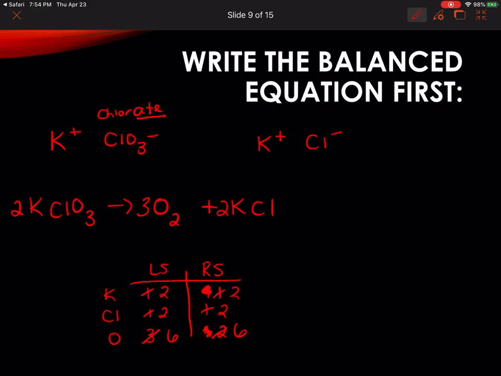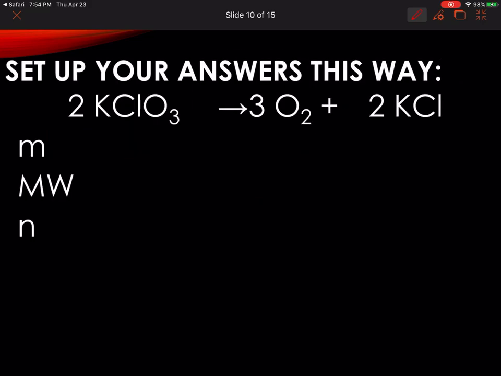No problem. KClO3. 2 KClO3s makes 3 O2s and 2 KCl. So now it is balanced. We're good to go.